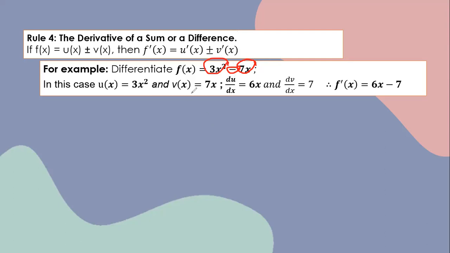So we have u of x, that is 3x squared, yung unang term. V of x is equal to 7x. Okay, so the derivative of each is 6x and 7 using the previous rule. Okay, 3x squared, derivative niya ay 6x. Si 7x, derivative niya ay 7. So f prime of x, pagsasamahin lang natin, 6x minus 7.